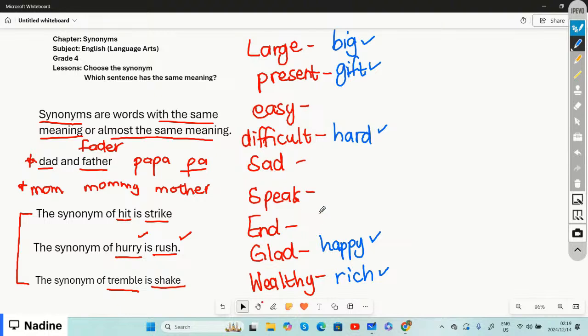Yes, end. Another word for end is finish. Speak. What is another word for speak? I speak to everyone, which means that I what to everyone.